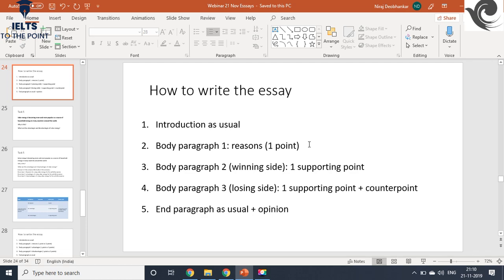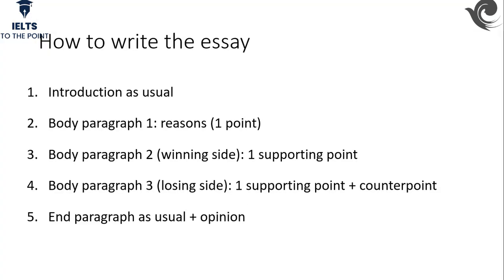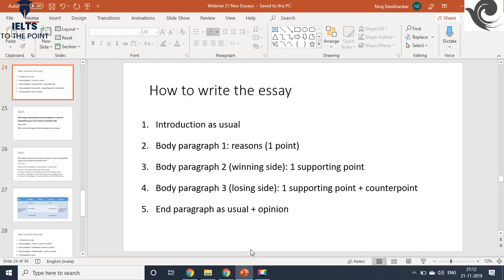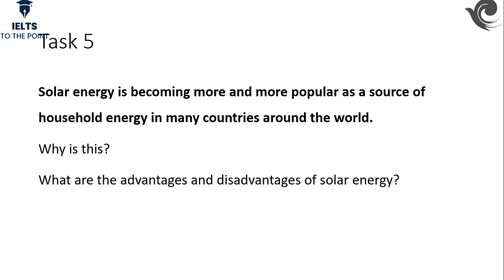The only reason I'm saying that you should not give three examples for 3 body paragraphs is the fact that thinking about 3 examples would take unnecessary time. So in order to save that time of thinking and of writing those examples as well, I'm saying that 2 examples overall are enough. So let's look at task 5. Solar energy is becoming more and more popular as a source of household energy in many countries around the world. Why is this? What are the advantages and disadvantages of solar energy?